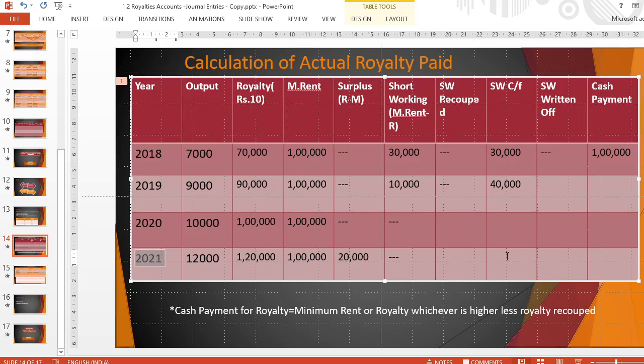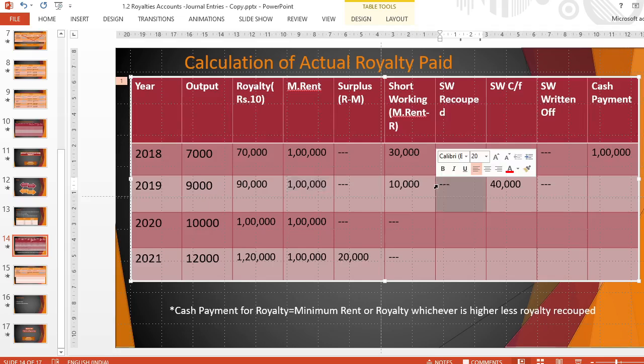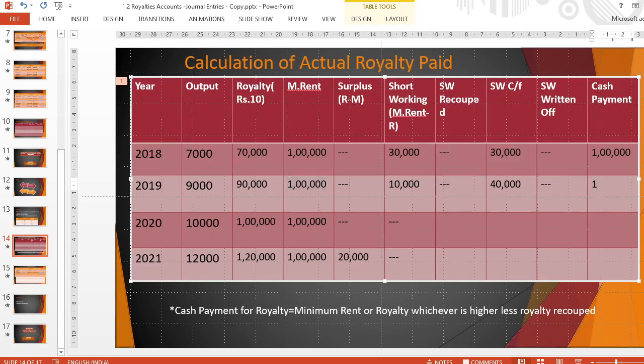If we are not able to recover the short working in 2021, then we have to write it off. So entire 40,000 rupees is transferred to next year, so there is no balance to write off. So consider the last one, cash payment. So again the rules apply, minimum rent or the royalty whichever is higher. So again the higher amount is minimum rent of 1 lakh minus short working 0. So here the amount payable to lessor is 1 lakh.